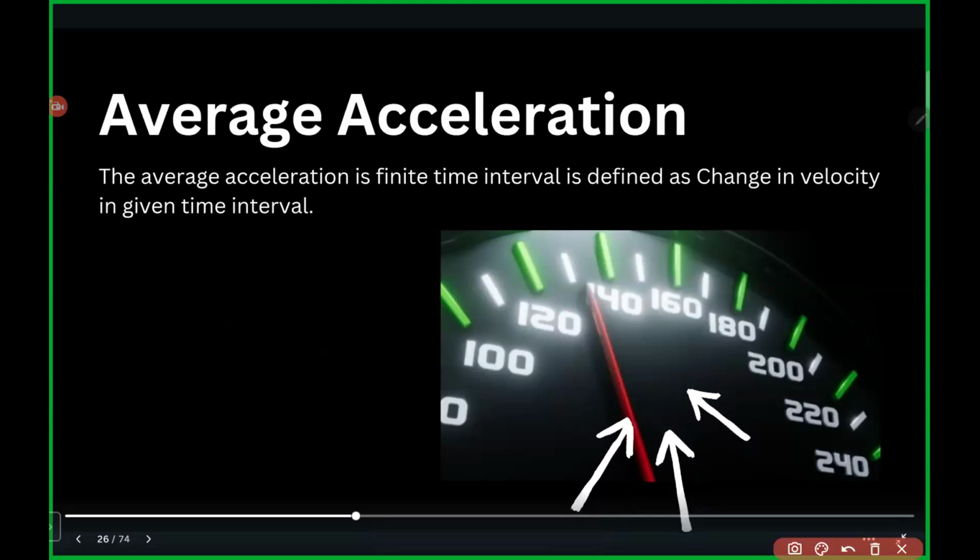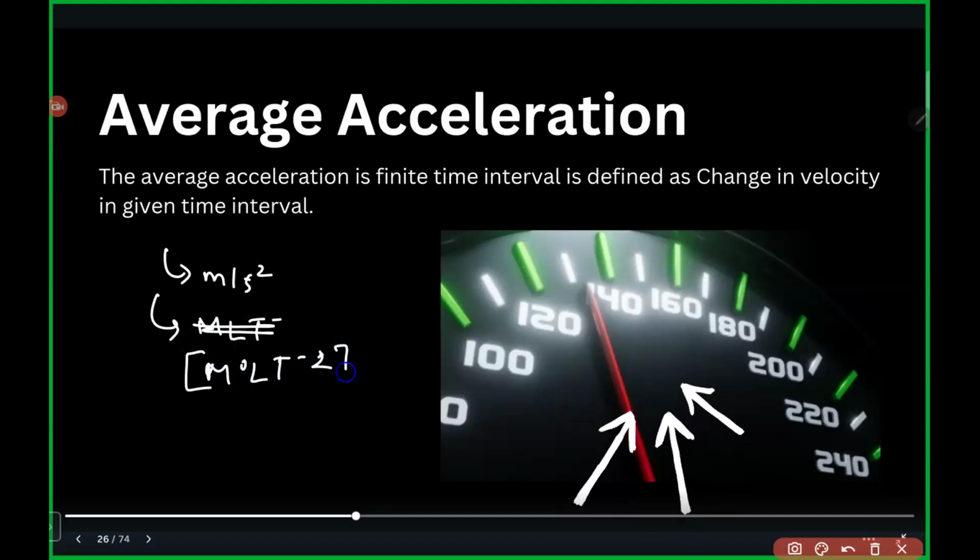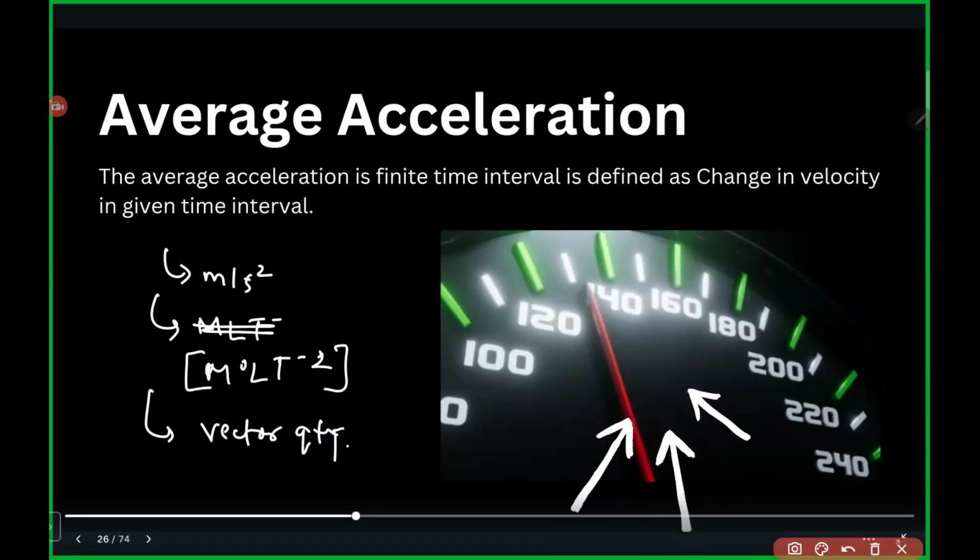And a few more things, like what is the unit of acceleration? It is meter per second square. And what is the dimension? The dimension of acceleration is M0 L T minus 2. And acceleration is a vector quantity. You have to remember this thing about it. Clear, everyone? It is a basic point.